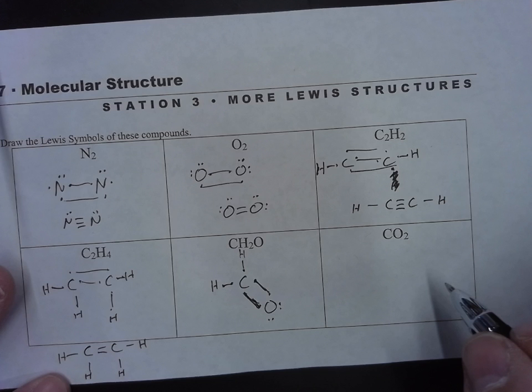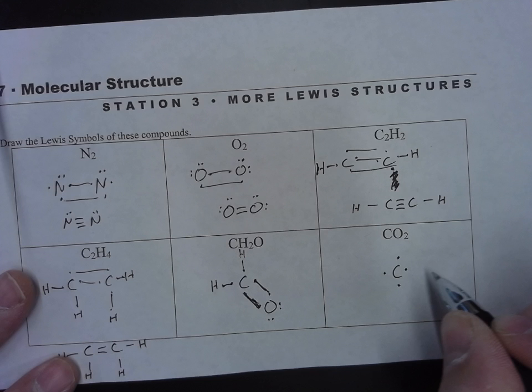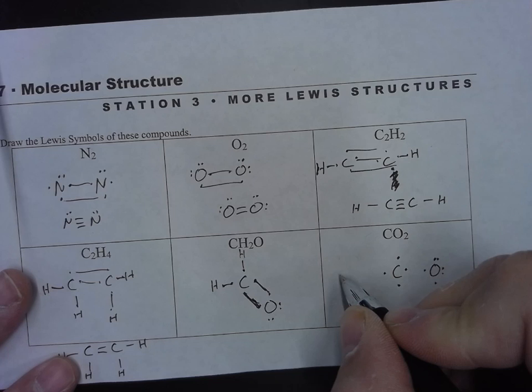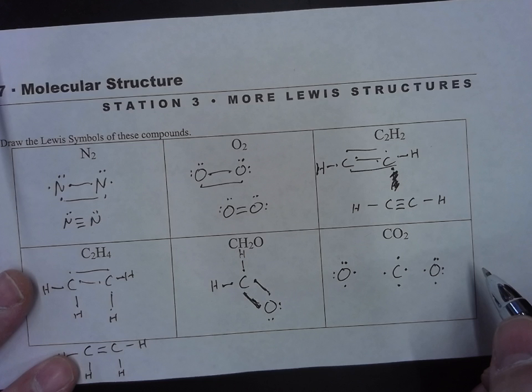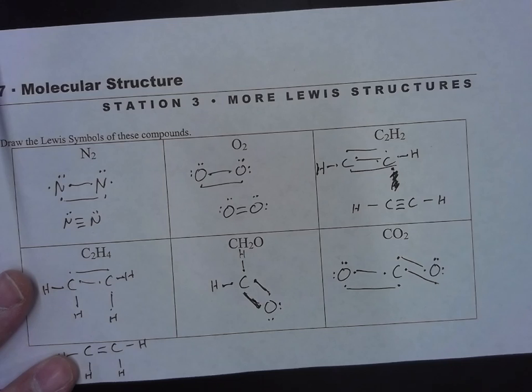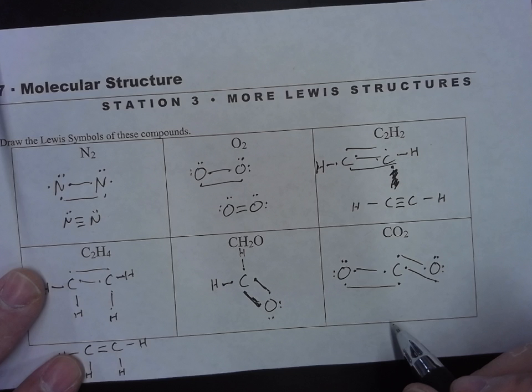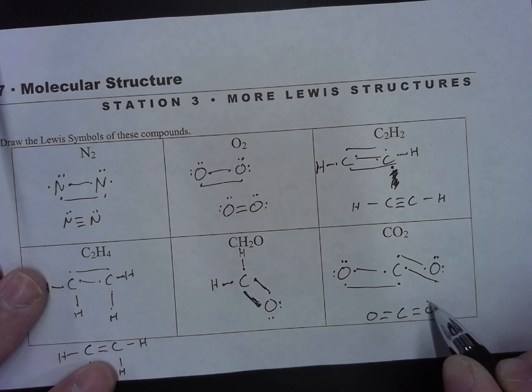CO2. Again, CO2. Here's a hint, guys. It keeps showing up over and over again. You should just have it memorized. Should be able to do it from memory at this point. Okay. 1, 2, 1, 2. Clean it up, please. That will not be acceptable. So clean it up. It would look like this. C double bonded to O, double bonded to another O. Put your lone pairs on the oxygens.